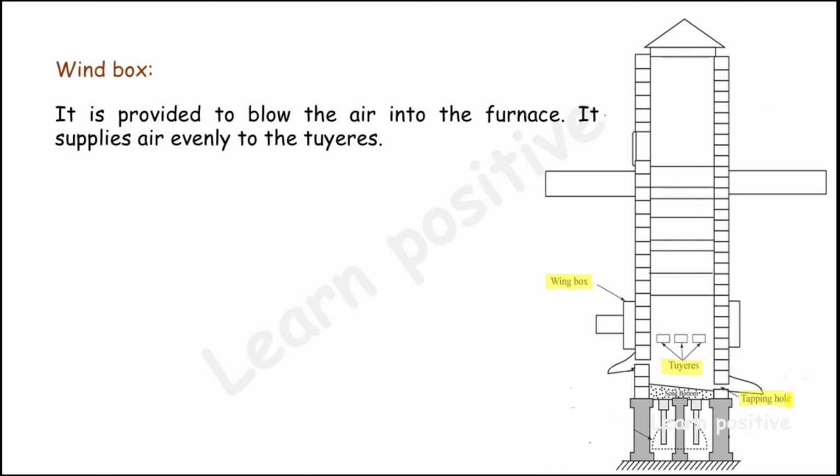Wind box: it is provided to blow air into the furnace. It supplies air evenly to the tuyeres. There are three tuyeres in this diagram. So the wind box supplies the excess air into the tuyeres to give excess fire.